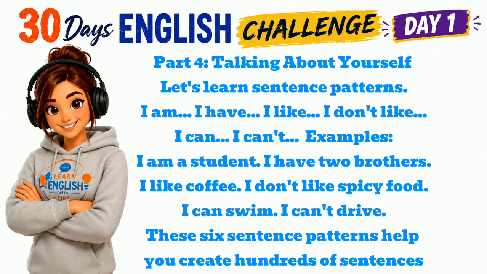Part 4. Talking about yourself. Let's learn sentence patterns. I am, I have, I like, I don't like, I can, I can't. Examples: I am a student. I have 2 brothers. I like coffee. I don't like spicy food. I can swim. I can't drive. These 6 sentence patterns help you create hundreds of sentences.